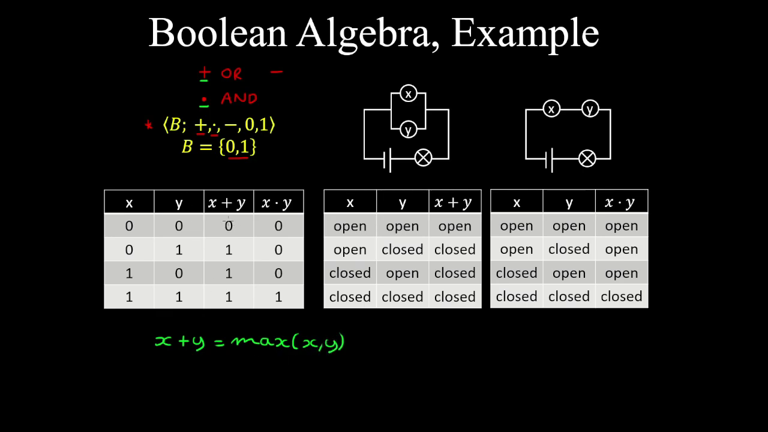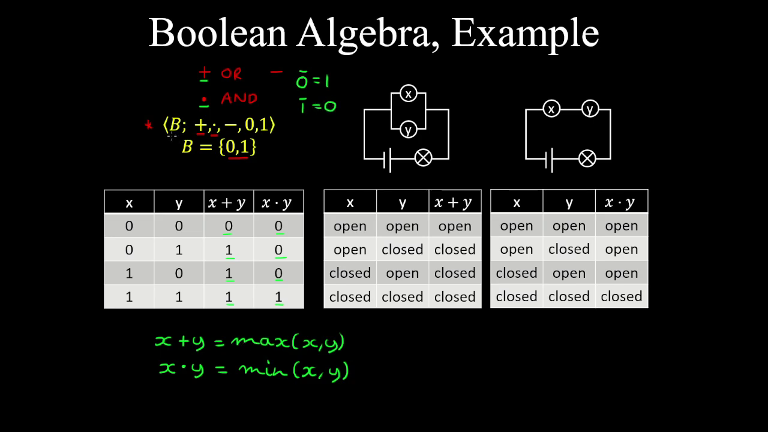As we can see, the maximum of 0 and 0 is 0, 0 and 1 is 1, 1 and 0 is 1, and 1 and 1 is 1. And the AND operation is equivalent to a minimum. So the minimum of 0 and 0 is 0, 0 and 1 is 0, 1 and 0 is 0, and 1 and 1 is 1. Note that the complement of 0 is 1, and the complement of 1 is 0.